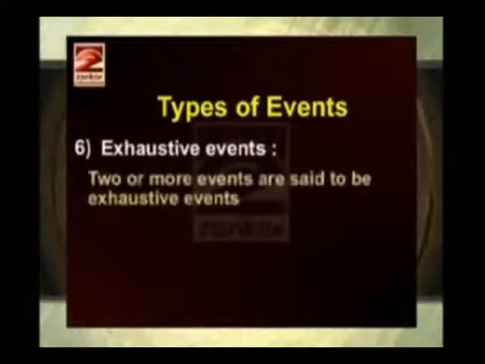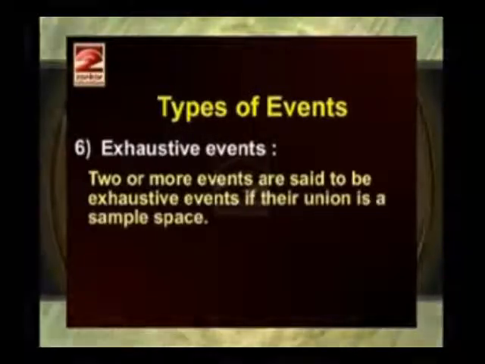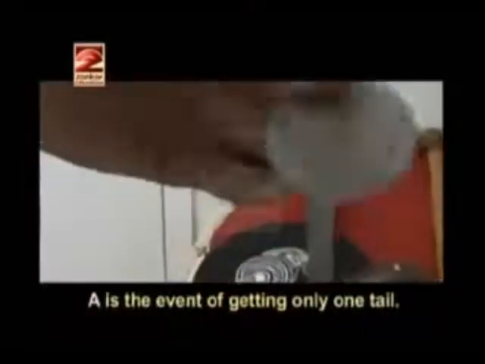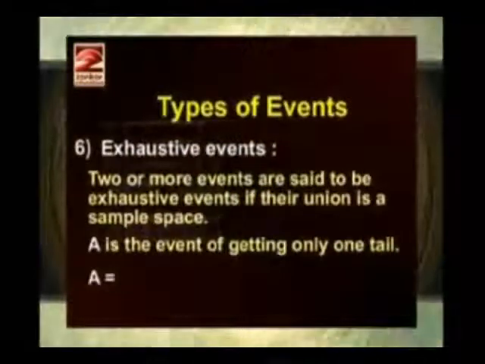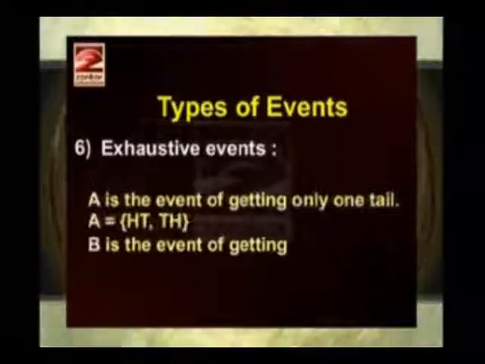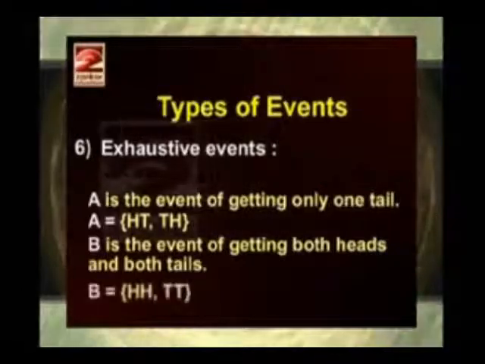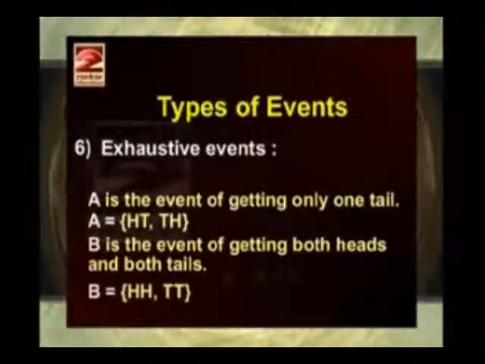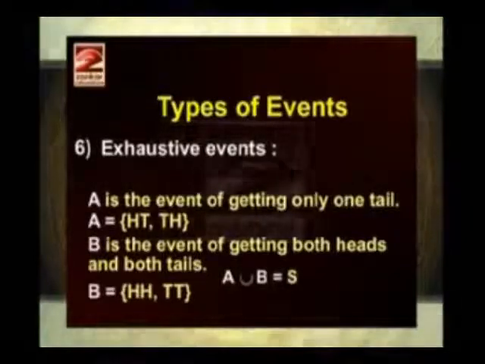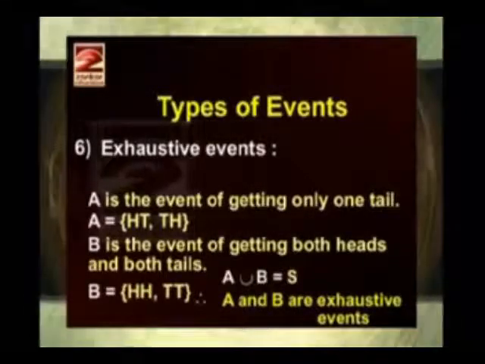Now the next type is exhaustive events. Two or more events are said to be exhaustive events if their union is the sample space. Now A is the event of getting only one tail, then A is equal to {HT, TH}. And B is the event of getting both the heads and both the tails, then B is equal to {HH, TT}. Here A union B is equal to S, and therefore A and B are exhaustive events.